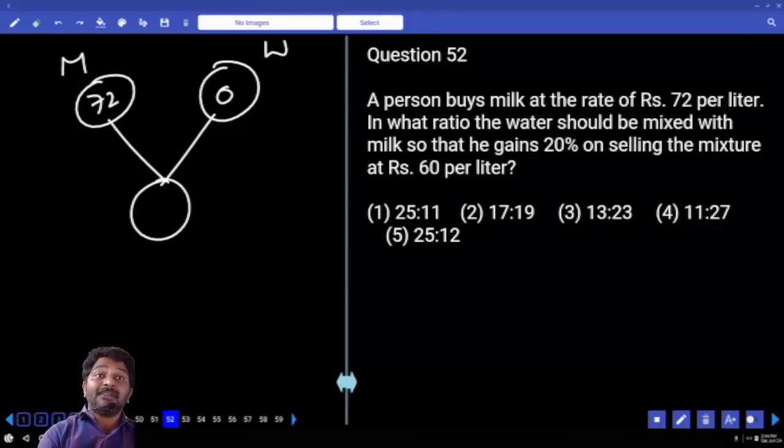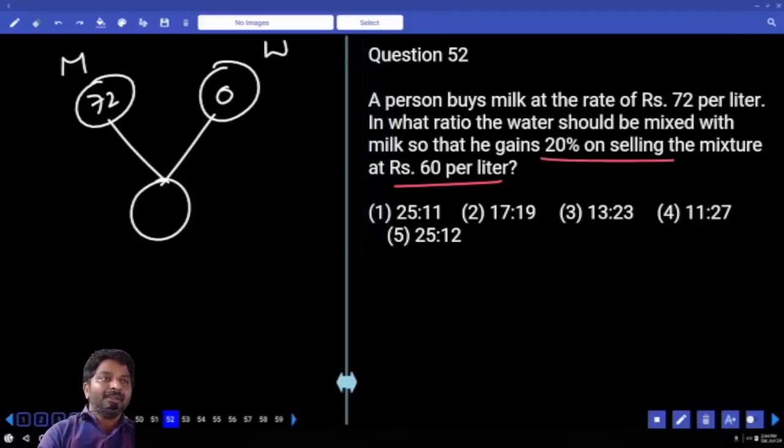72, 0. They are which prices? Cost prices or selling prices? Then for the mixture also we must take cost price. But here they are selling it at 60 rupees per liter. Correct? And thereby gaining 20%. Then what is cost price? 50 rupees. Otherwise you'll have to write one more step.